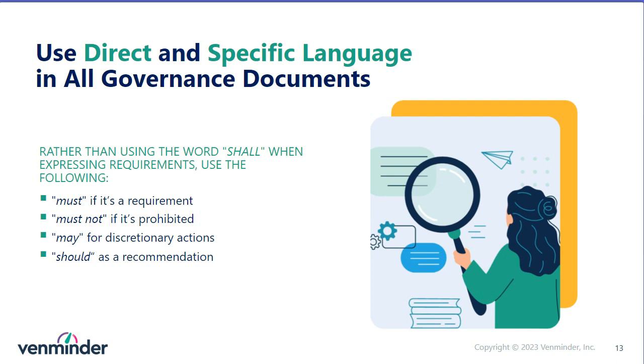So first of all, let's get away from the word shall, right? When it's a requirement, you use the term must. If something is prohibited, use must not. For discretionary actions, you can use the word may, and for recommended actions, you can use the word should. Be consistent and use this language at all times so that your stakeholders really understand what you mean when you're stating the requirements.